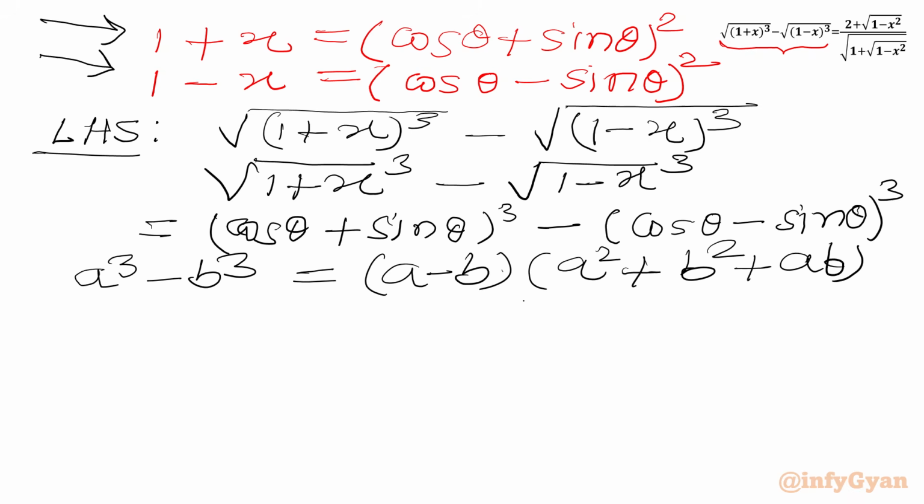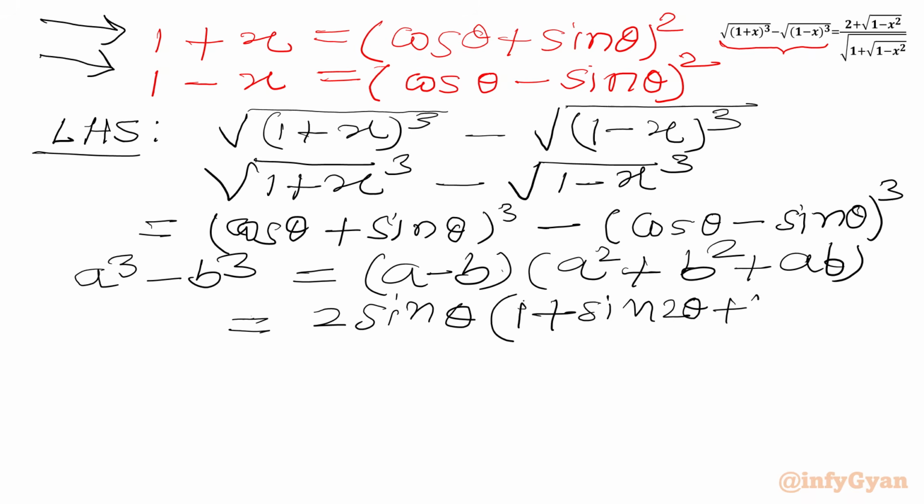So a is cos theta plus sin theta, b is cos theta minus sin theta. A minus b will become 2 sin theta, and cos theta will get over. In the other bracket, a square is (cos theta plus sin theta) whole square, which is cos square theta plus sin square theta, 1, plus 2 sin theta cos theta, sin 2 theta. B square is 1 minus sin 2 theta.